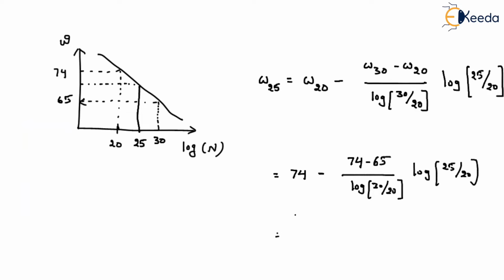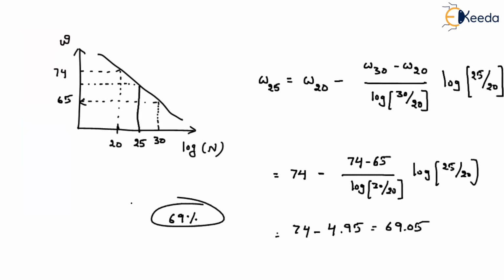If you do this, you get 74 minus, this value is around 4.95. Then if you simplify this, you will get 69.05. That means what is the liquid limit of the soil? That is nothing but 69.05. So let me consider it as 69%.